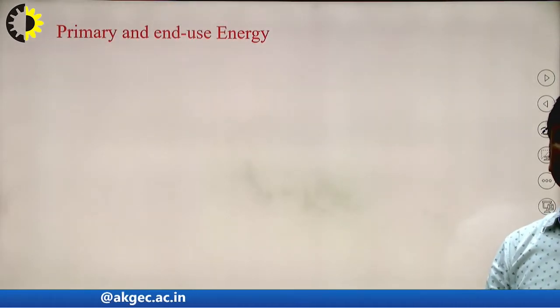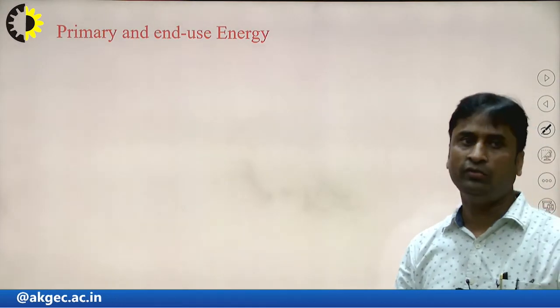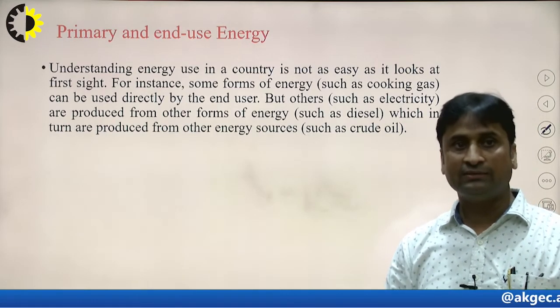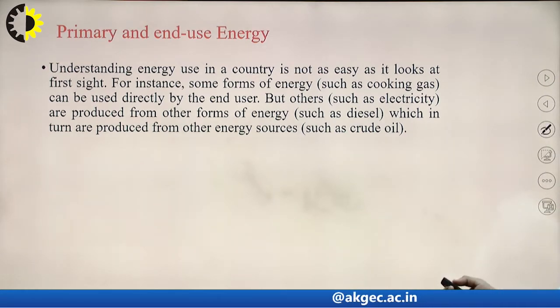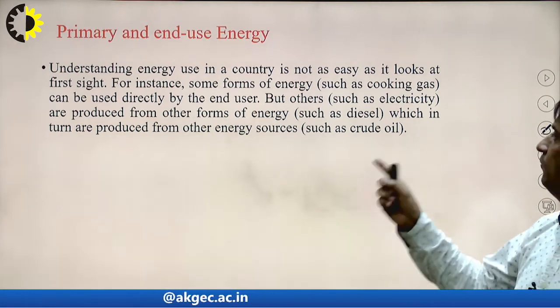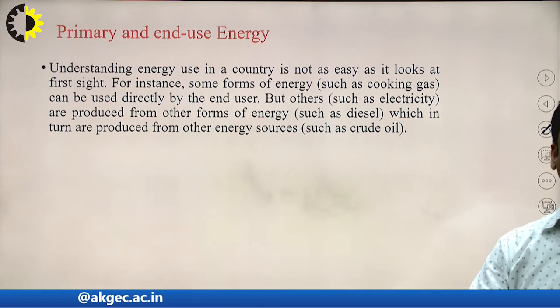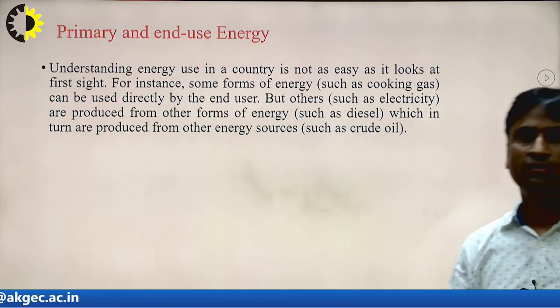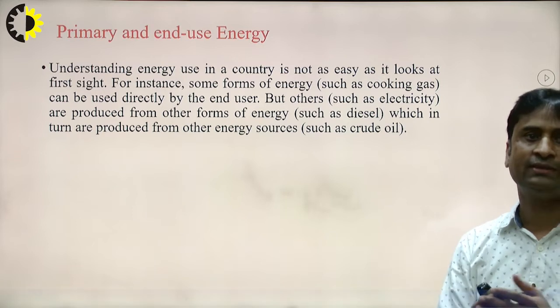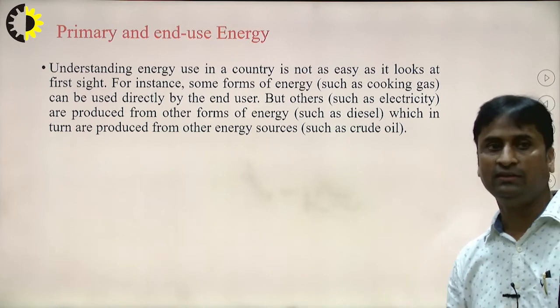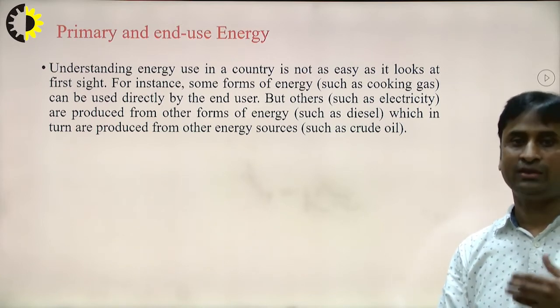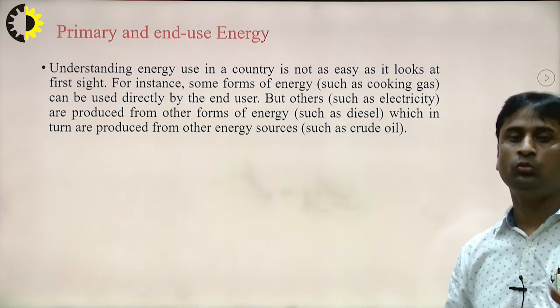Now, starting with primary and end use energy, how we are using this energy in the primary form and end use form. Understanding energy use in a country is not easy. For instance, some forms of energy like cooking gas we use directly. We are using fossil fuels directly. But other forms, such as electricity, are produced from other forms of energy, such as diesel, or natural gases. So we call it crude oil.